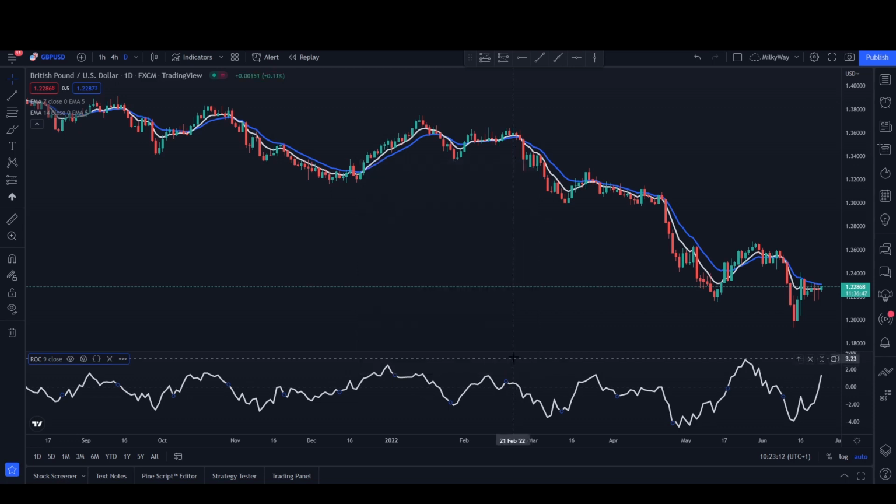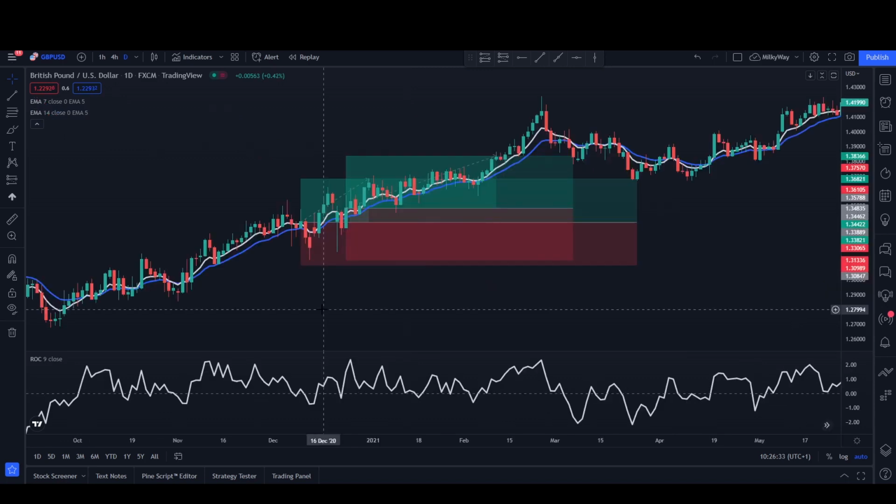Change the thickness. Essentially, when the white line, which is the 7 EMA, is below the blue line, we're looking for short positions. And during that time, we're looking for the rate of change moving from being positive to being negative. And similarly, for long positions, the 7 EMA needs to be above the 14 EMA, and the rate of change needs to move from being negative to positive. So I'll show you a few trade examples and then we'll dive straight into the backtest.